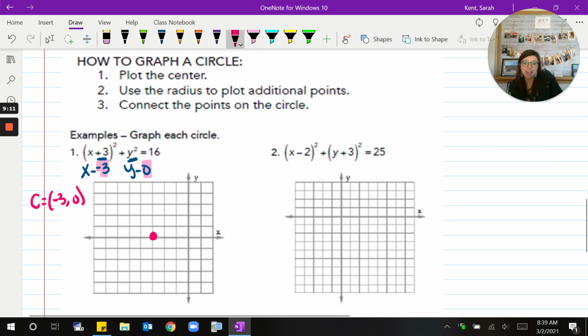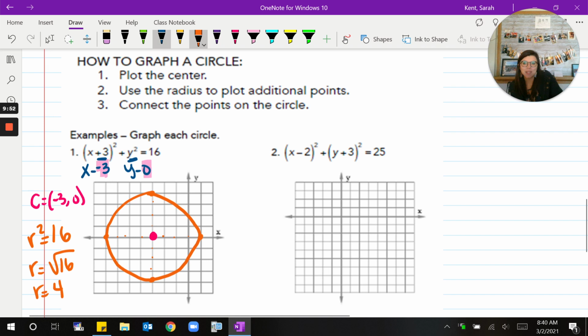And then my radius, our radius squared is 16. So that means for the radius, we want the square root of 16. The square root of 16 is 4. So from my center, I'm going to go up 1, 2, 3, 4, put a dot, over 1, 2, 3, 4, put a dot, down 1, 2, 3, 4, put a dot, over 1, 2, 3, 4, put a dot. And then I can connect them and kind of make a circle.